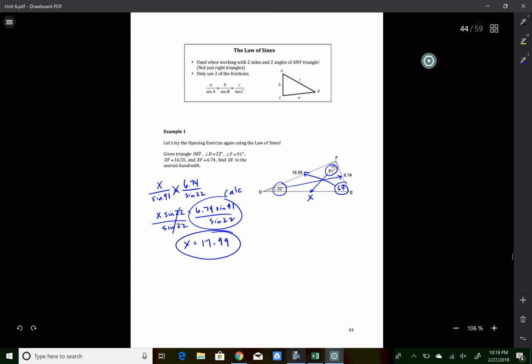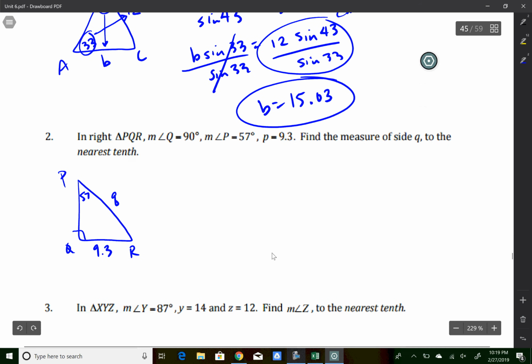57 is my angle. Whoops. I don't know what I hit there. Sorry. I could say 57 is my angle. 9.3 is opposite. Q is hypotenuse. I could just use sine here and get the same answer, right? But we're in the law of sines lesson, so let's use the law of sines.